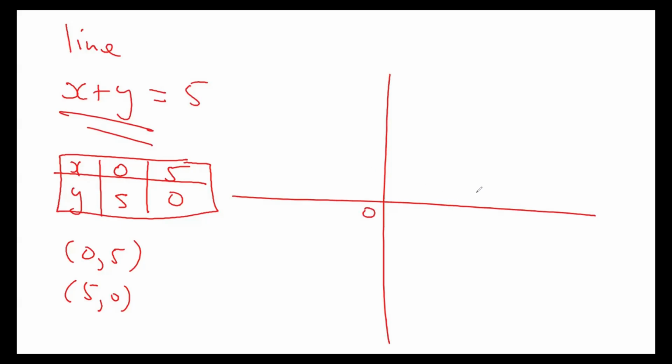This is 0 here, 5 here, 5 here. And that line looks like what? (0, 5), that's this point. (5, 0) is this point. And that line looks like this. I'm going to go over to Desmos just now.